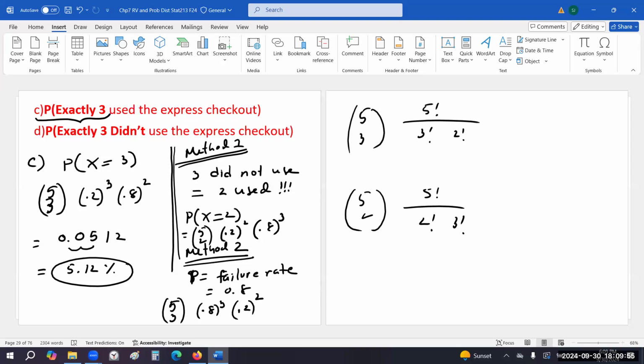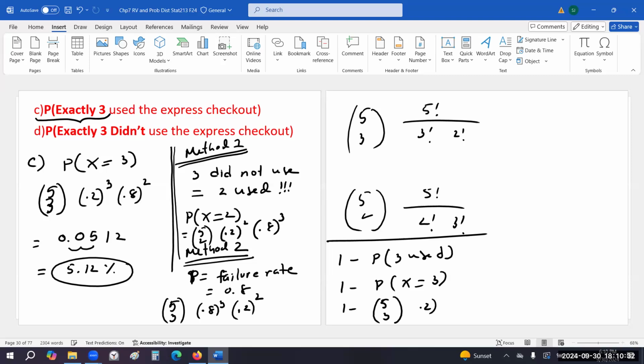Oh, does the complement work? I think the complement doesn't work here. Because 3 did not use, it means 1 minus did use. Did you work with complement? I was just curious. Okay, let's see, does the complement work? So 1 minus how many used, right? 3 did not use means 1 minus did use. So 1 minus 3 used. So 1 minus probability x equals 3. 1 minus 5 choose 3, 0.2 to the 3, 0.8 to the 2.